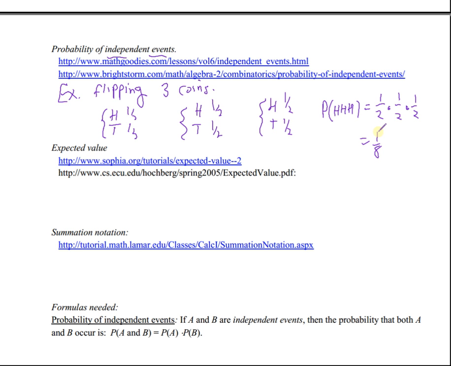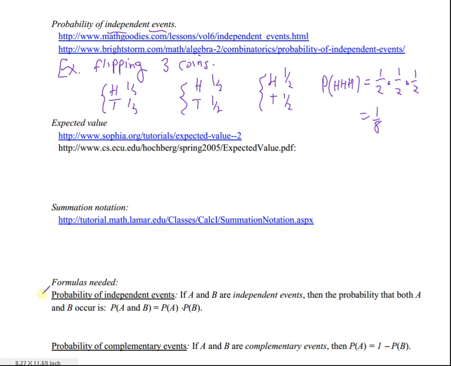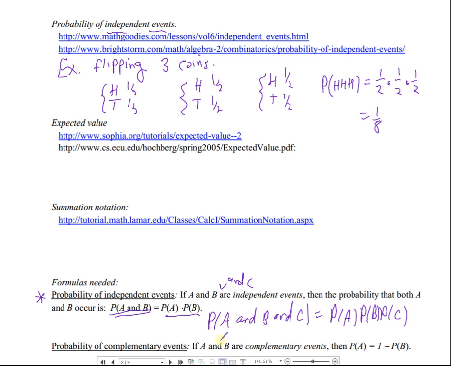Okay. This illustrates this formula down here, that the probability of independent events multiplies. If I want the probability that 2 independent events occur, I multiply the probabilities. Now, of course, I can extend that. I can say the probability of A and B and C is equal to the probability of A times the probability of B times the probability of C, as long as A, B, and C are independent events. Okay, so you should remember that rule. Independent events, their probabilities multiply.